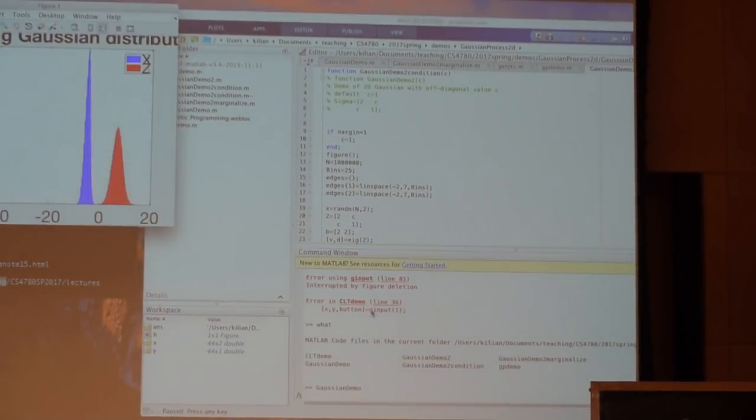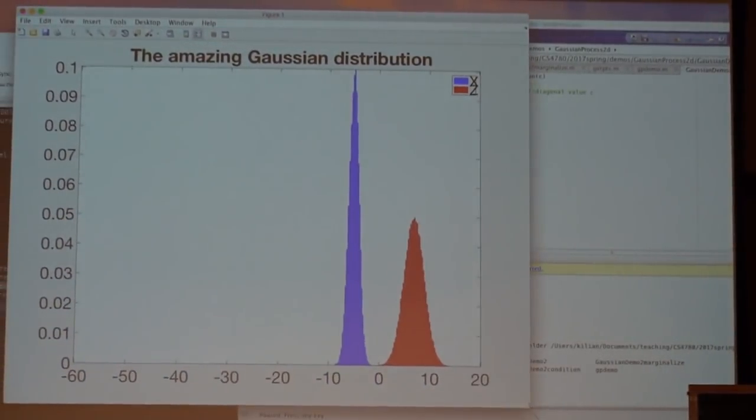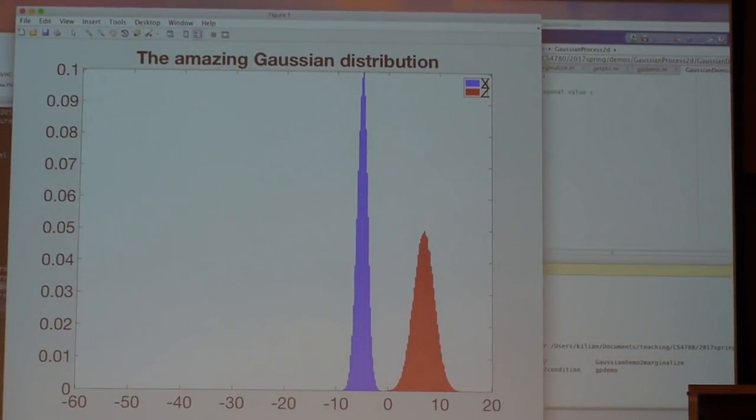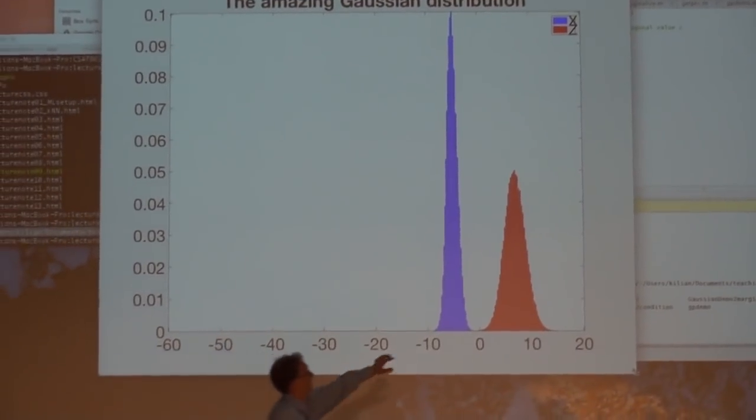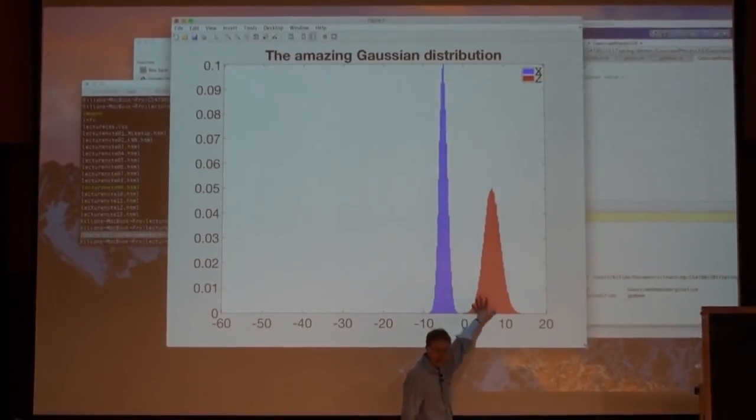So here's the first Gaussian demo. Okay, good. Here's the first thing I want to test. I take two different Gaussians. These are two variables, x and z. I'm drawing points from this distribution, and I'm drawing points from this distribution. This is my x, this is my z.